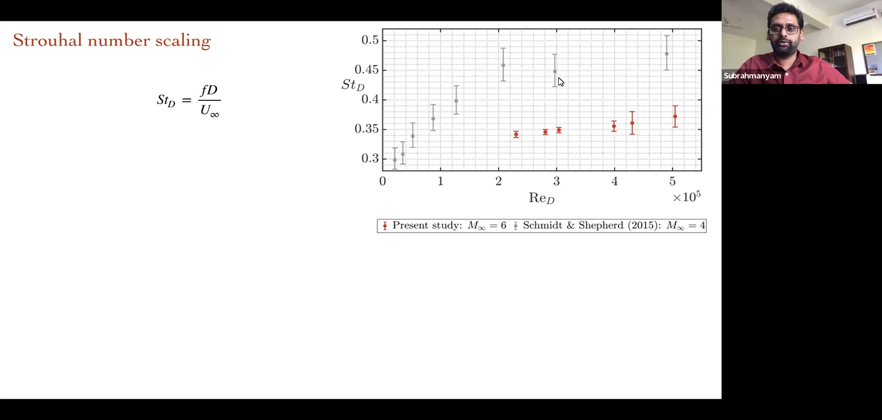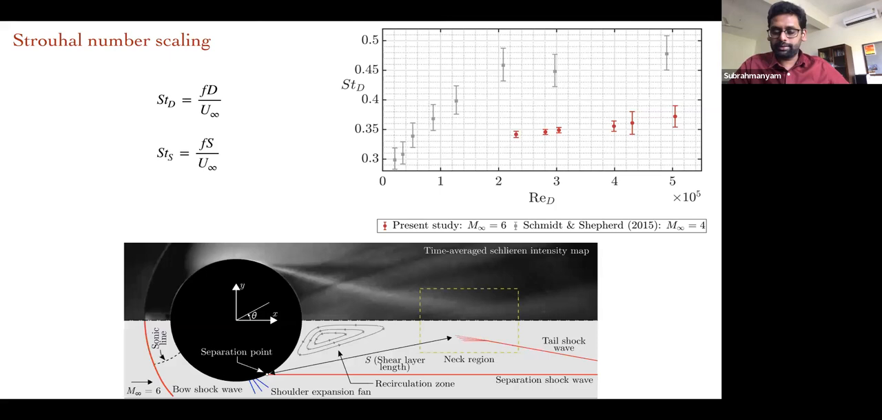So this is not the complete story. Now we construct this Strouhal number in a slightly different manner. We define another Strouhal number, denoted as St_S. Instead of using the cylinder diameter as the length scale, we use the length of the shear layer, S, as the length scale to form the Strouhal number. So frequency times the shear layer length divided by the free stream velocity. This scaling of the Strouhal number was proposed by Schmidt and Shepherd. The physical motivation there was that disturbances propagate through the shear layer and there is acoustic feedback through this recirculation region. So they argue that this is the governing length that sets the oscillation frequency.